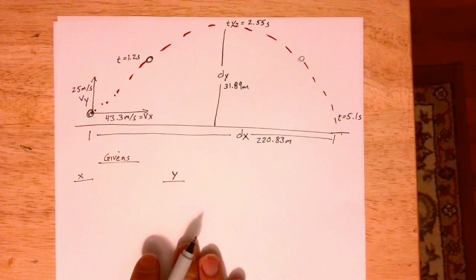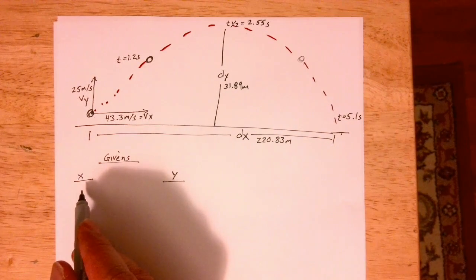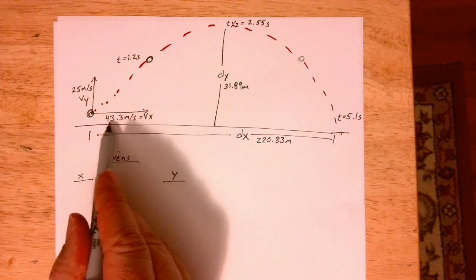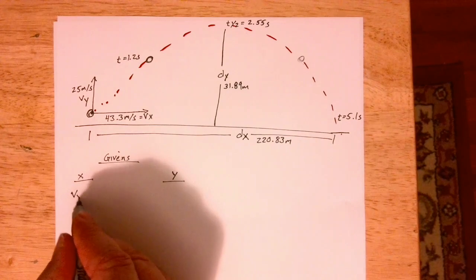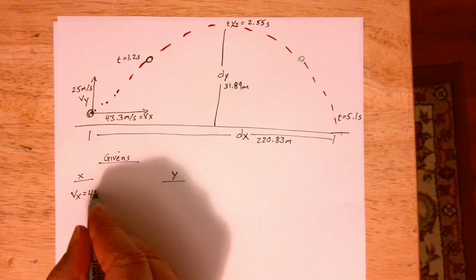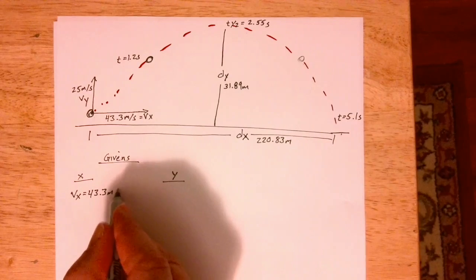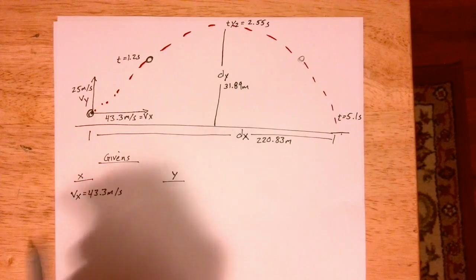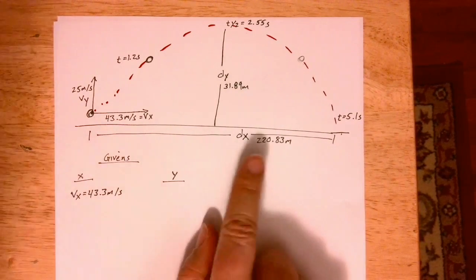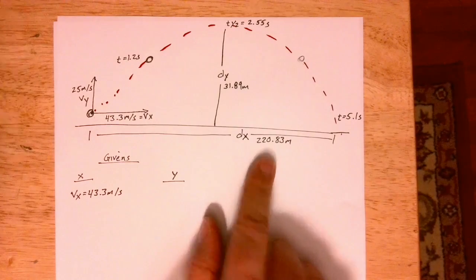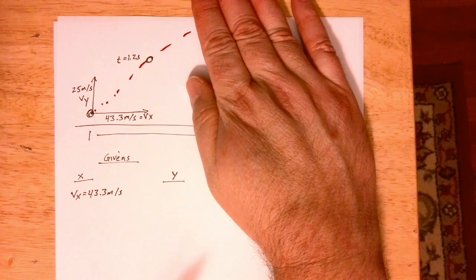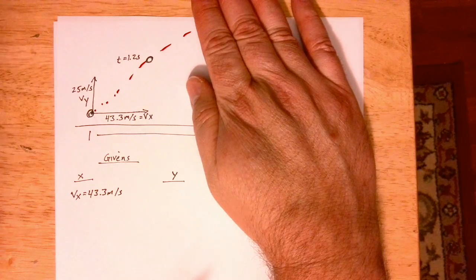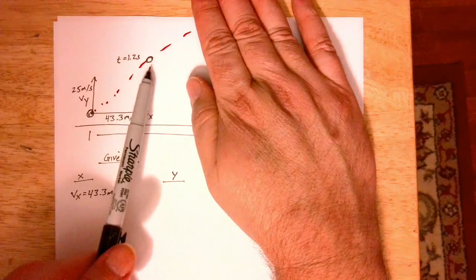Alright, now for the x components, what do we know? We do know it's 43.3. So the velocity in the x direction is 43.3 meters per second. Do we know anything else in the x direction? Now keep in mind, we're not using this, okay? We're pretending as though we don't know this. But there is one other bit of information we do know, is time.